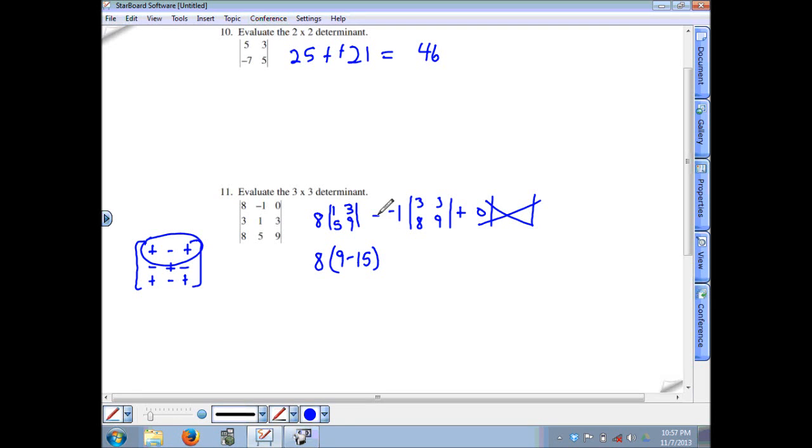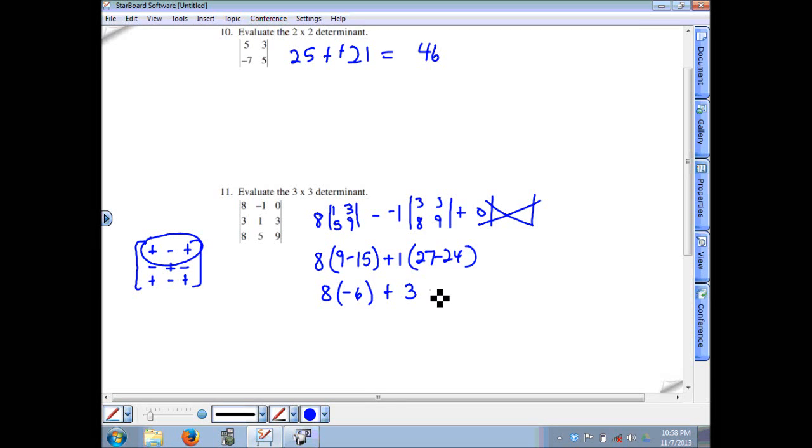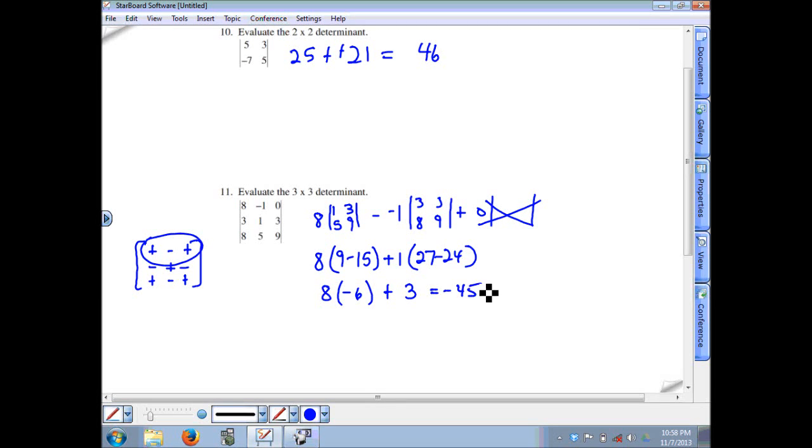So over here, minus negative 1 is equal to plus 1, and this is 9 times 3, which is 27, minus 24. 9 minus 15 is negative 6. It's 8 times negative 6. And then 27 minus 24 is 3. 8 times negative 6 is negative 48. Plus 3 is negative 45.